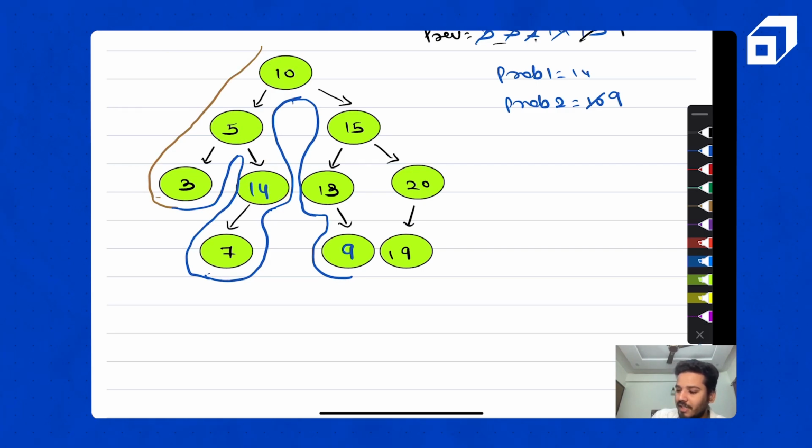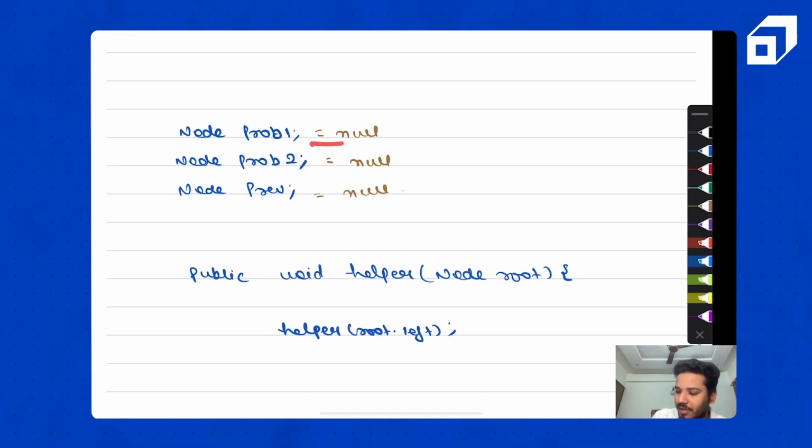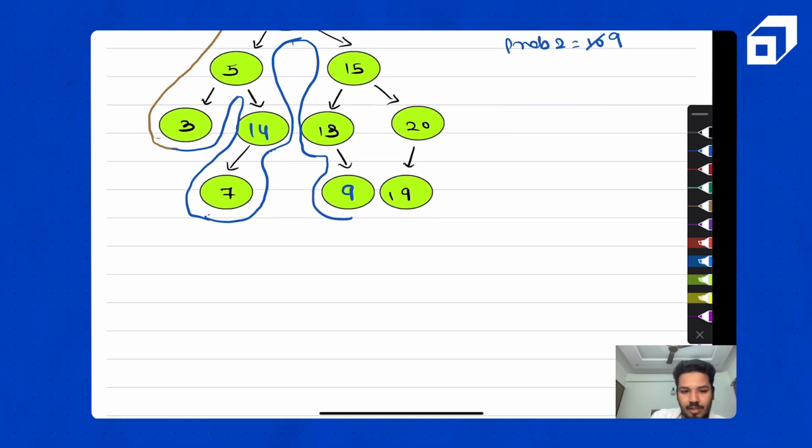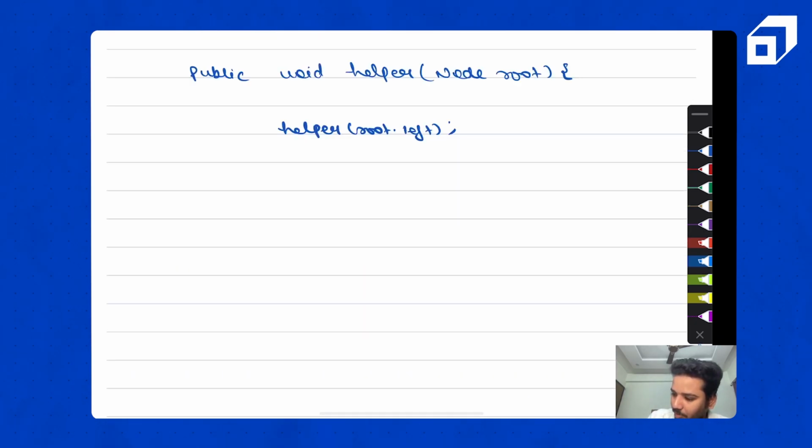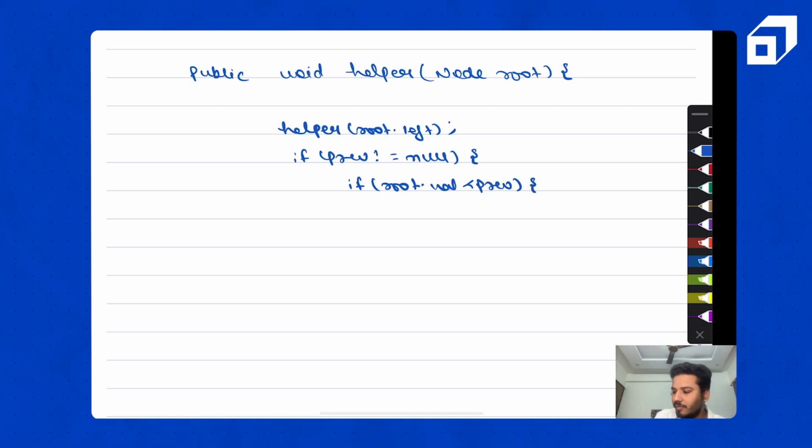But previous is initially null and I don't want this comparison to happen for the first guy, correct? So you will say if previous is not equal to null, because if previous is null, it means you are at the first node. There you don't want any comparison. And if I am greater than the previous guy, it simply means there is a problem.